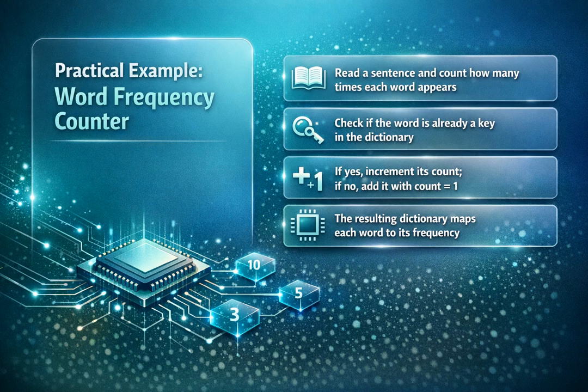A practical use of dictionaries is counting word frequencies. For each word in a sentence, check if it is already a key. If it is, add one to its count. If it is not, add it as a new key with a count of 1. This builds a complete frequency map in a single pass through the text.